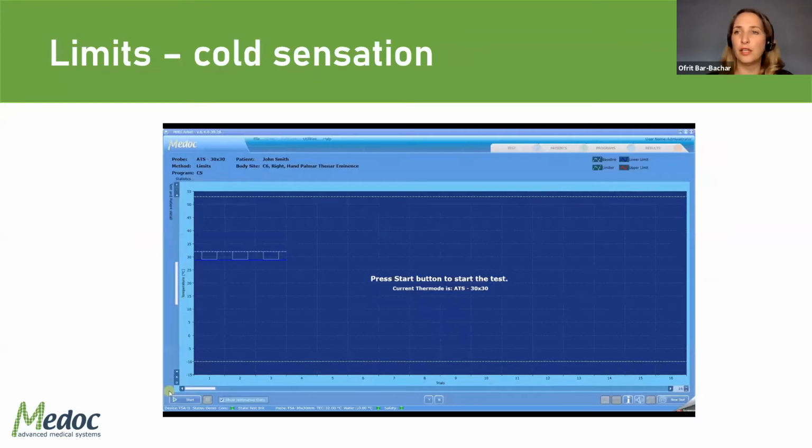Let's see how it looks in our software. In this case, you can see that the temperature drops. So this is a case of cold sensation. We start at 32 degrees. That's the green line. And here is the blue line, and that's the line that represents the normative data for the age and gender matched controls of this person. You can see that we did the test 3 times, but you can choose to do it more times in order to increase repeatability. The results at the end of the test are averaged and compared to normative data.